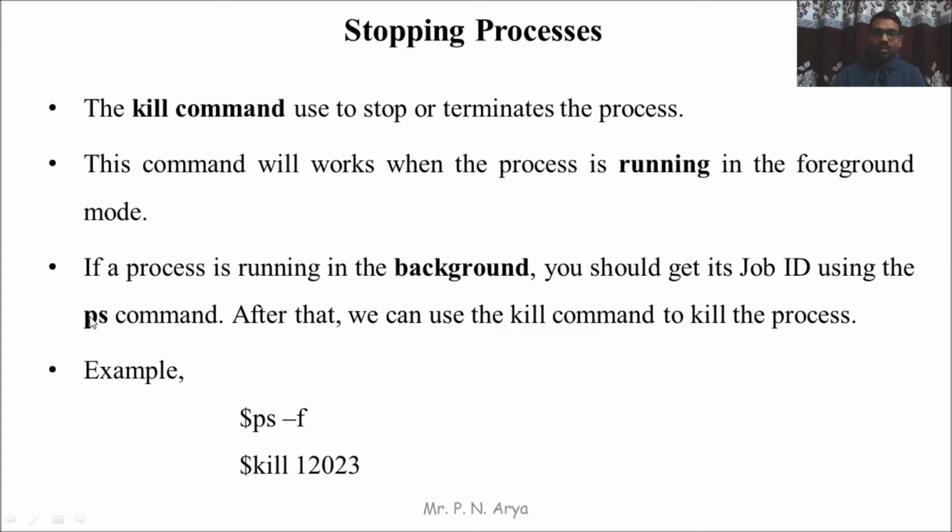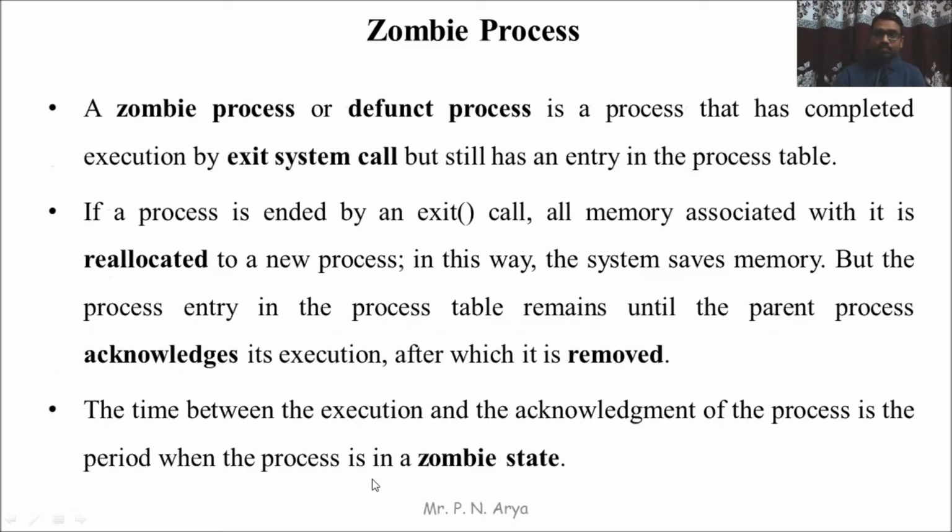So we run the ps command, and all the running processes will be displayed. We can use a particular process ID to kill or terminate it. Here we run the ps command with the full detail, so we get all the full detail of the processes. Then we just kill a particular process. The particular process will be terminated or stopped by the kill command. So this is the example of the kill command.